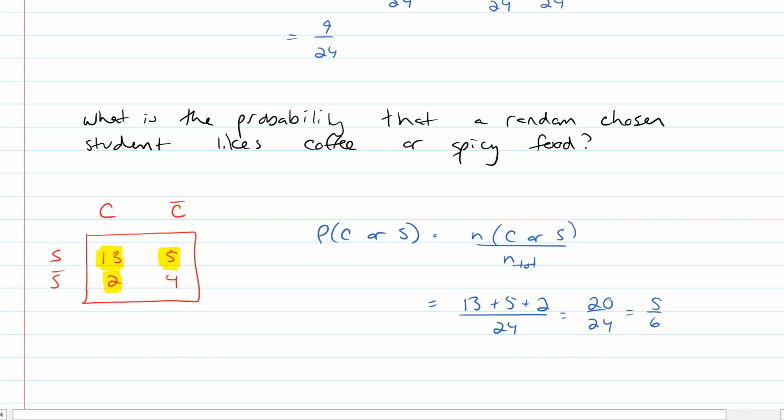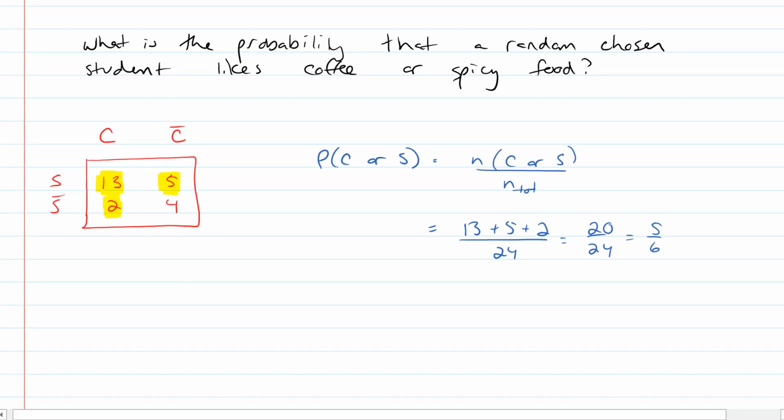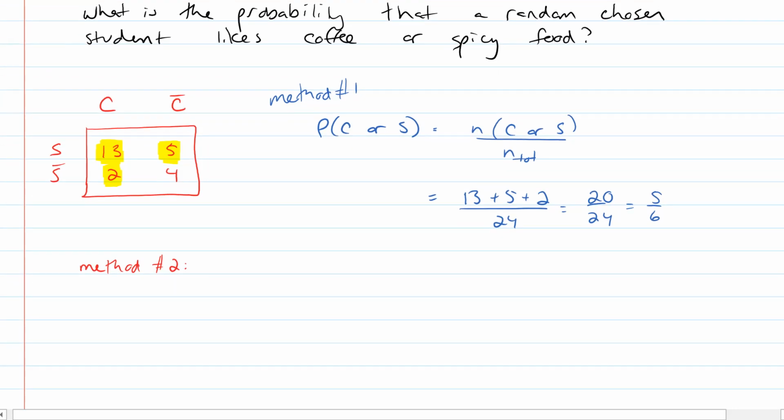So when you're reporting your answers, you should either give them as a reduced fraction or a percentage is also fine. Now, if you prefer, there's a different method. So if we call this method that we just did method number 1, then method number 2, you could also say that the probability of coffee or spicy food is equal to the probability of coffee plus the probability of spicy food minus the probability of both.